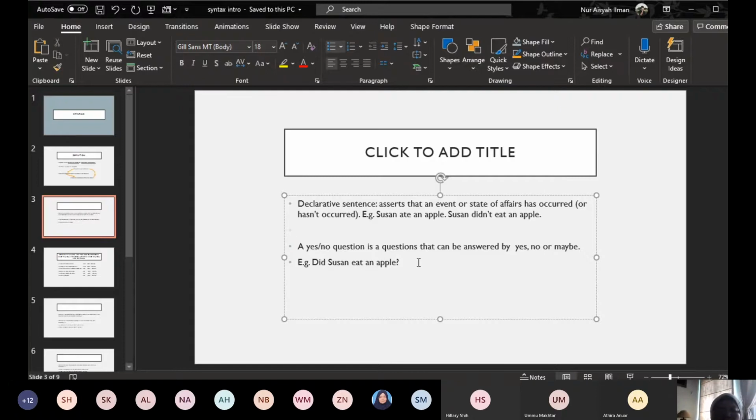And then we have another kind of sentence which is a yes/no question. So a yes/no question is a kind of question, and it can be answered by a yes, no, or maybe, right? So did Susan eat an apple? So the answer would be yes, would be no, or maybe I don't know. Yeah. So these are the two kinds of sentences. So this is our understanding of declarative and our understanding of yes/no question. So we want to talk about these two sentences.